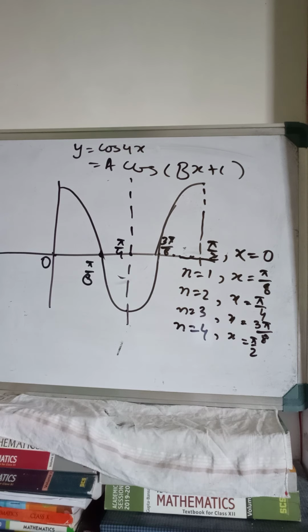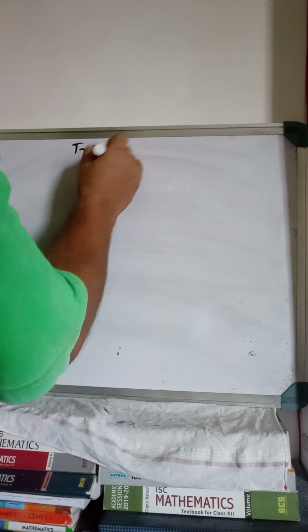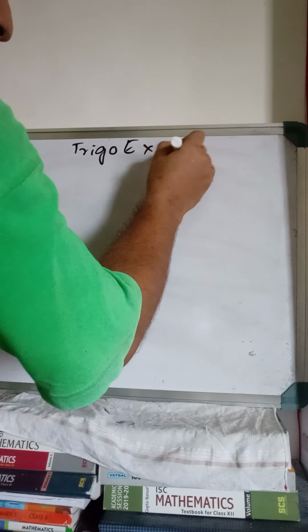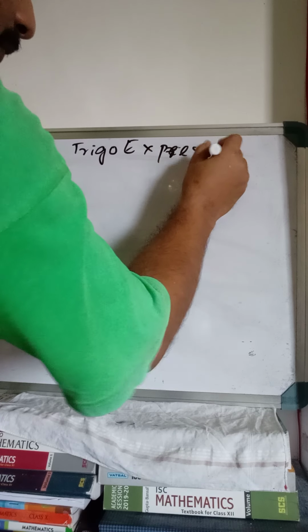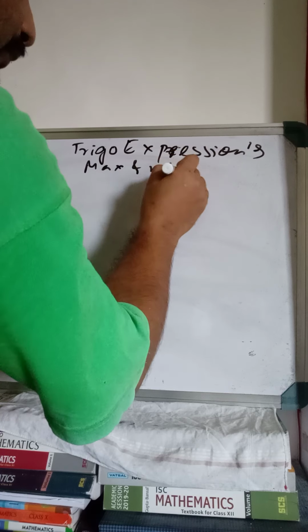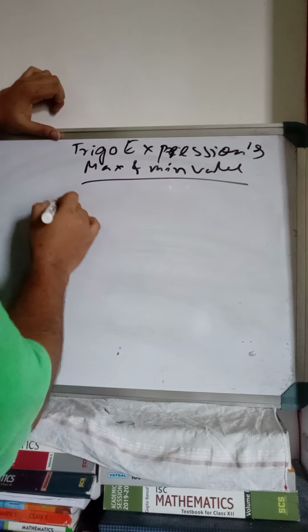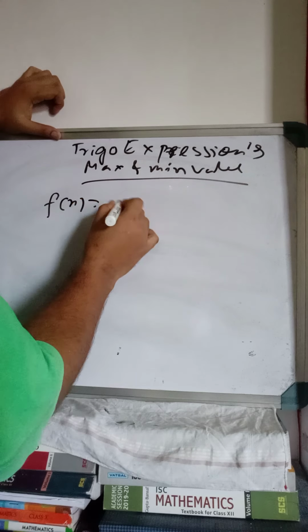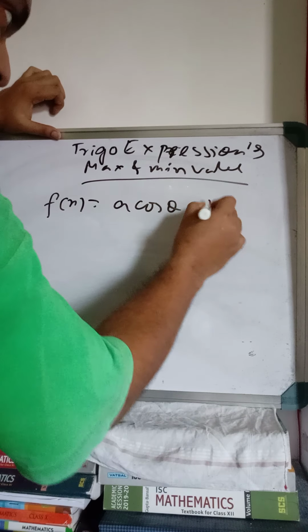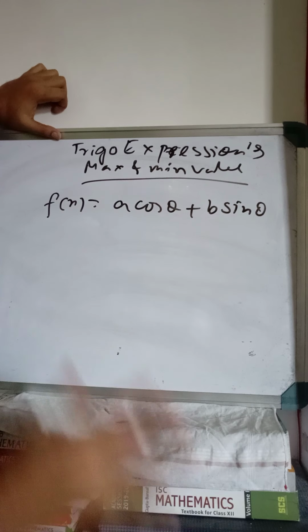Understood? Now the next part which I am going to do is the trigonometric expressions, max and min value. Suppose a trigonometric expression is given like this: a cos theta plus b sin theta. How will we find the maximum and minimum value of this?